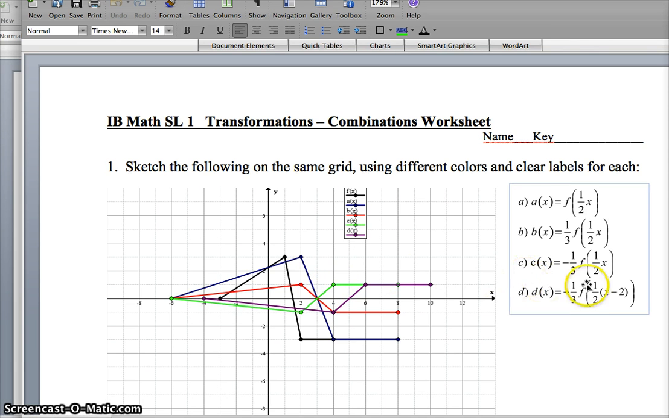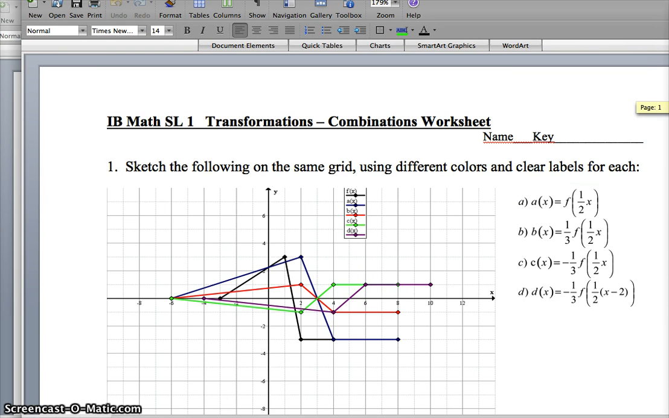And the very last transformation has all of the original 3 transformations in order, and the last piece, this -2, means that this point, for example, moves 2 places to the right.